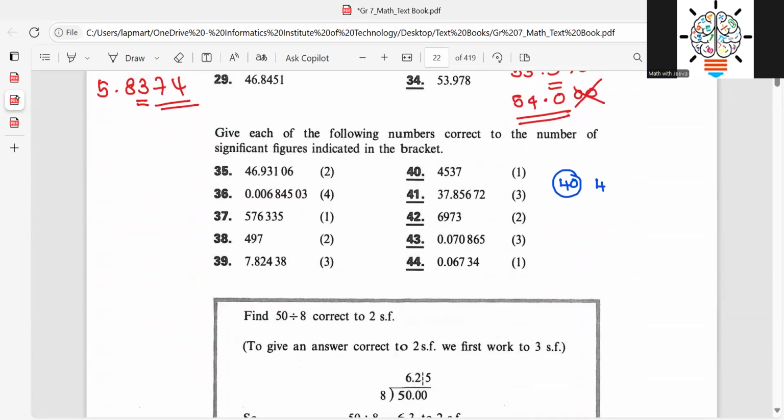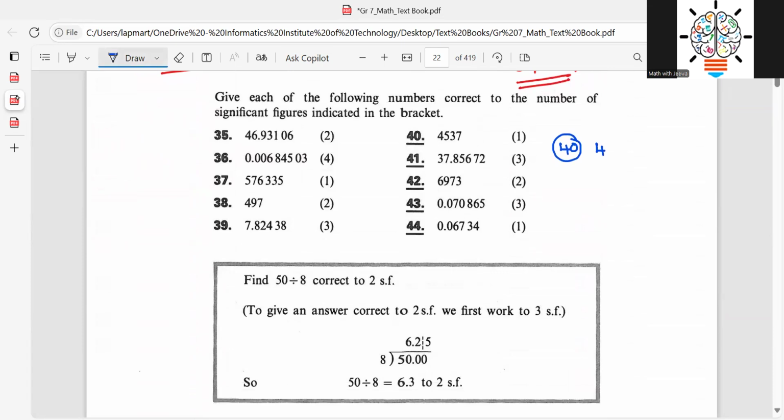So then here, question number 40, 4,537. Inside the bracket they have mentioned 1. That means you want to correct this number to the first significant figure. You underline it. Look at the next number. Then you need to add 1 to the underlined number 5. The rest of the digits will be 0, and inside the bracket I write 1SF.